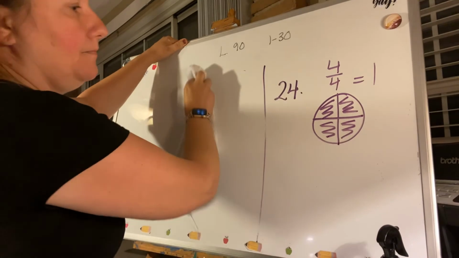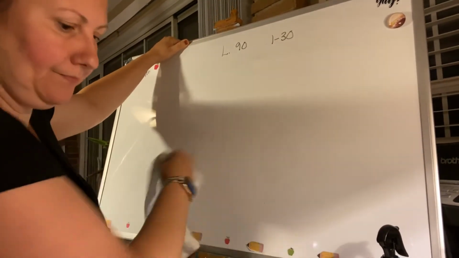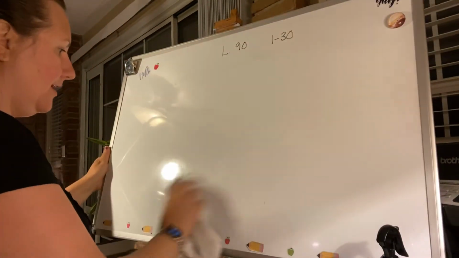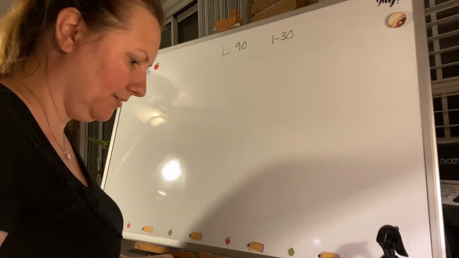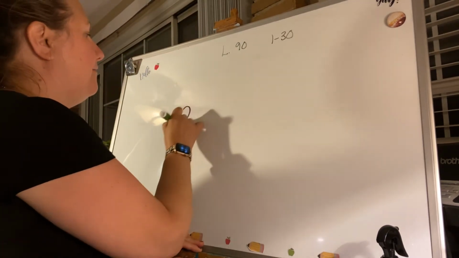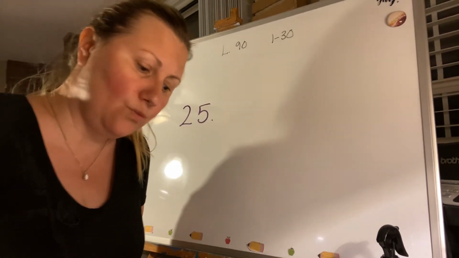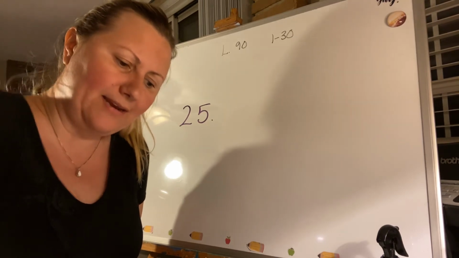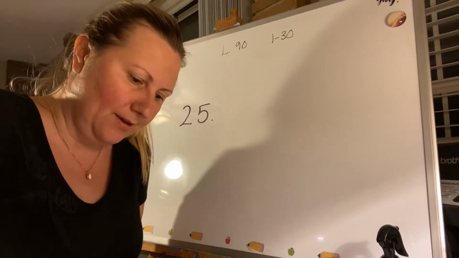Number 25. Let's see, what kind of marker can I use that is going to give you a good result seeing it at home? Okay, 25 says the wall was 8 feet high and 12 feet wide. How many square feet of wallpaper were needed to cover the wall?